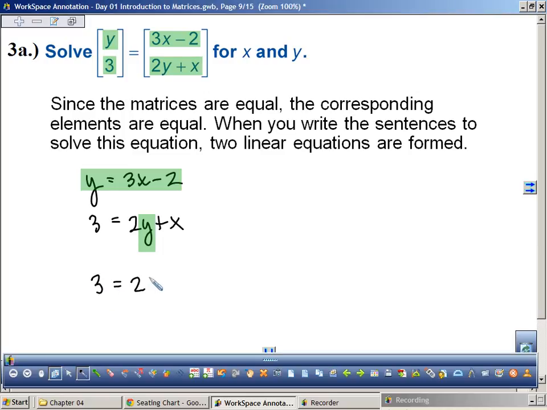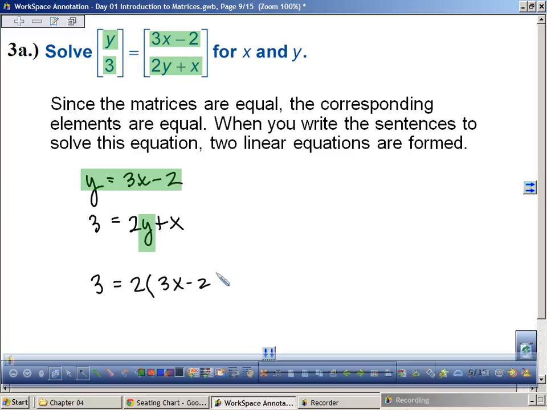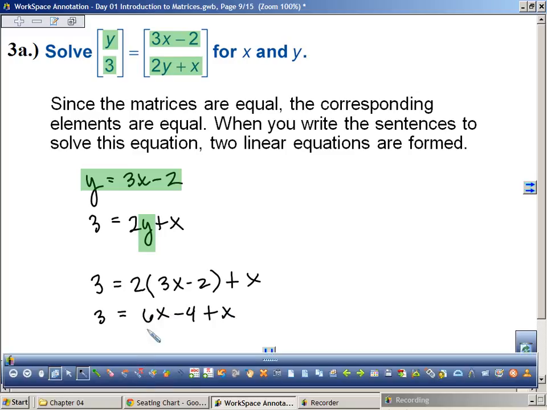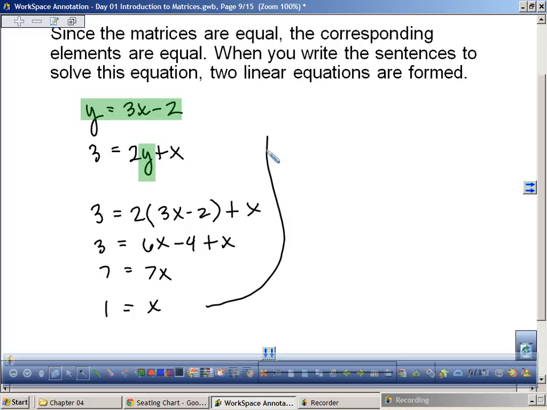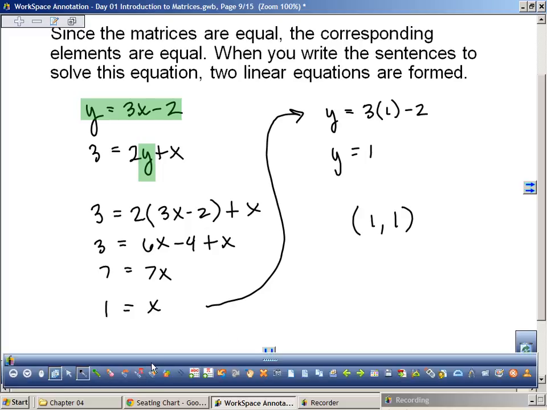So 3 equals 2y's, which is 3x minus 2, plus x. 3 equals 6x minus 4. See why I didn't think you needed to write anything down. Add 4 to both sides, and I get 7 equals 7x. So x equals 1. If x equals 1, what does y equal? So y equals 3 x's minus 2, which is 1. And I would write that x first, then y. That's my answer. Questions?